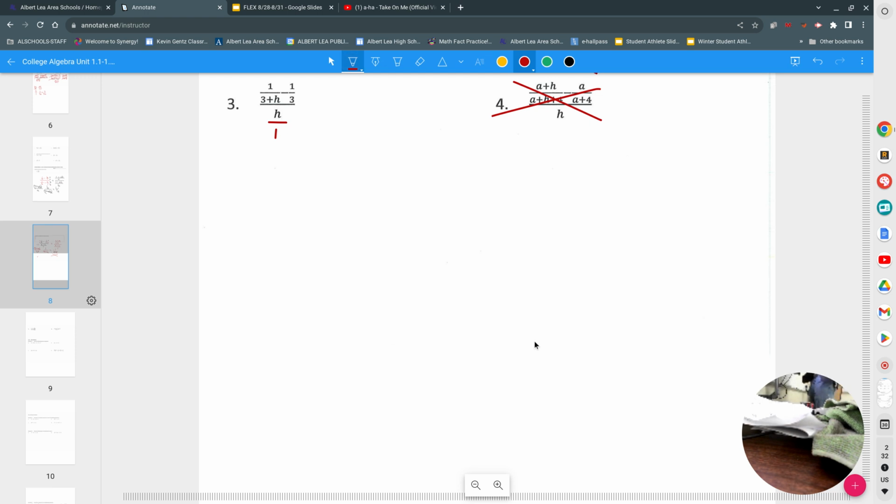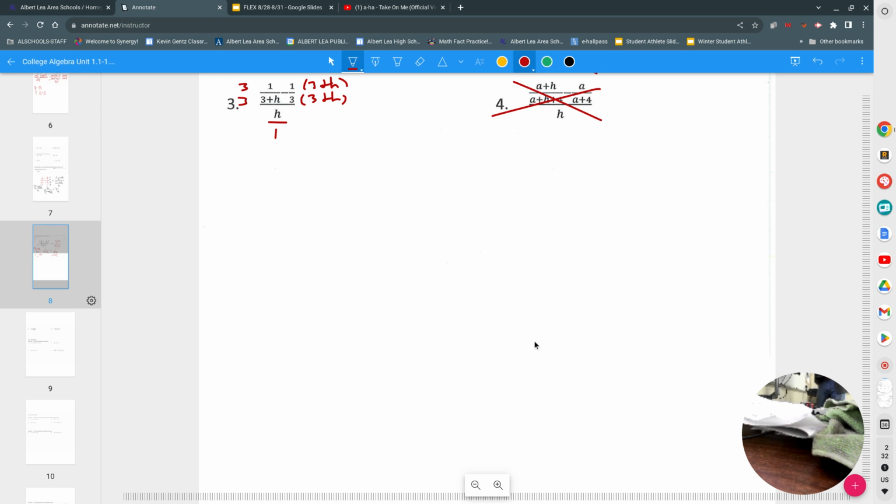Okay, so the common denominator is going to be 3 times 3 plus h. So I multiply by 3 plus h. In order to do calculus, you must know how to simplify complex fractions. This problem is straight from a calculus problem.